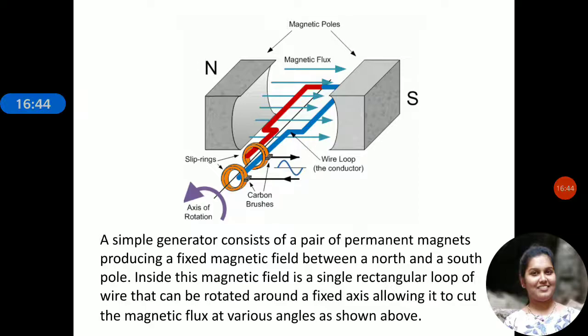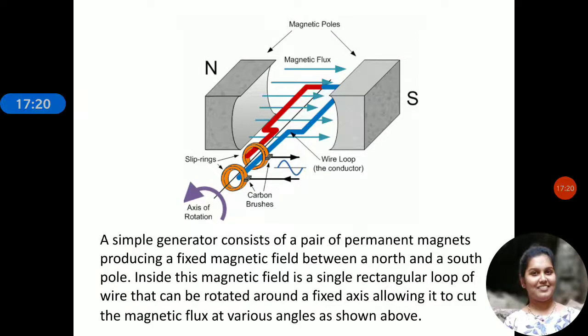Two carbon brushes along with the slip rings are connected to the wire loop, that is the current carrying conductor. When this conductor turns between the north pole and south pole, it is cutting the magnetic fields between these poles, and when these magnetic lines are cut by a current carrying conductor, an EMF will be generated.